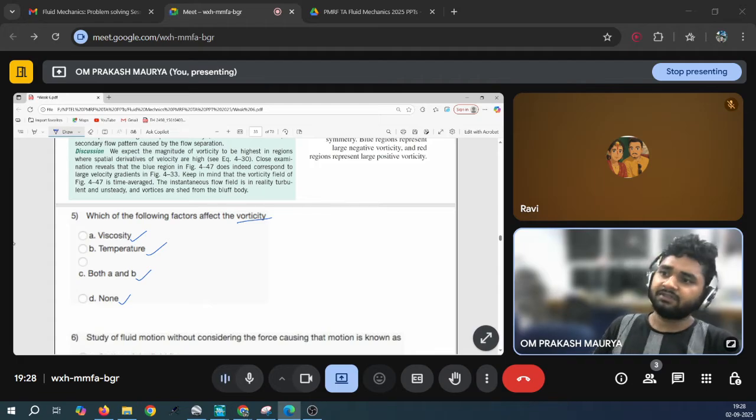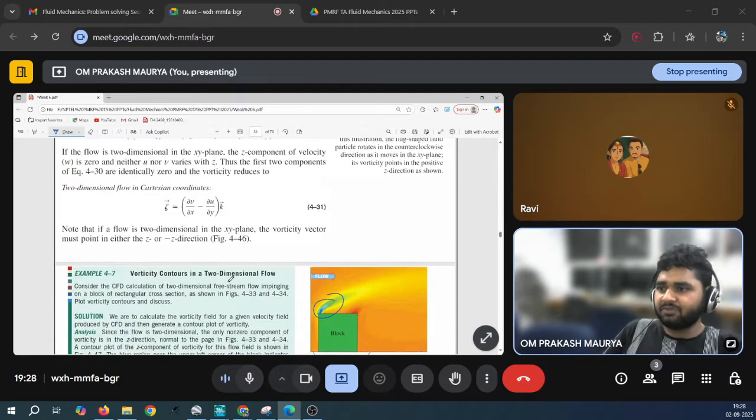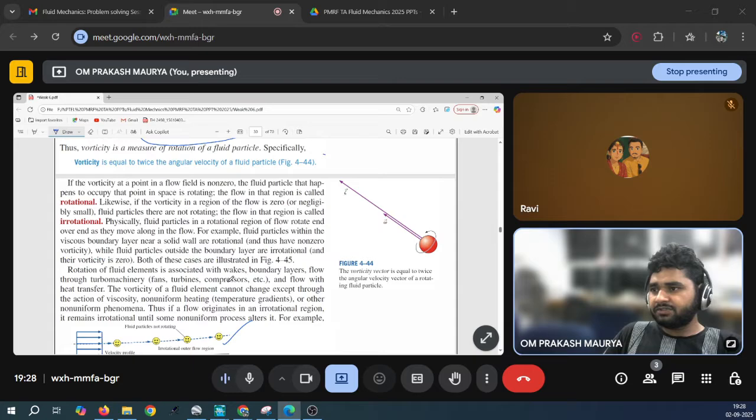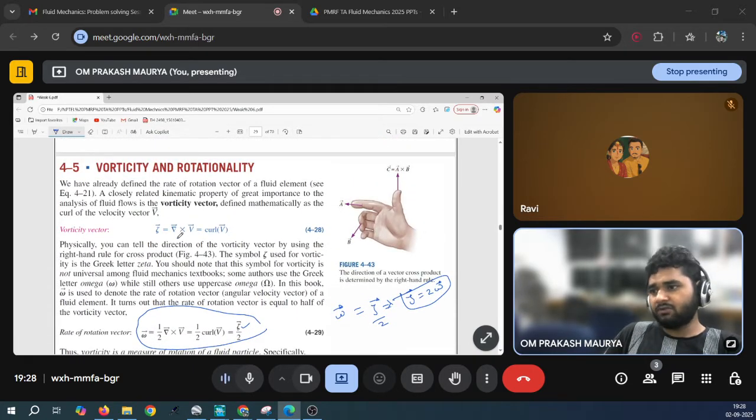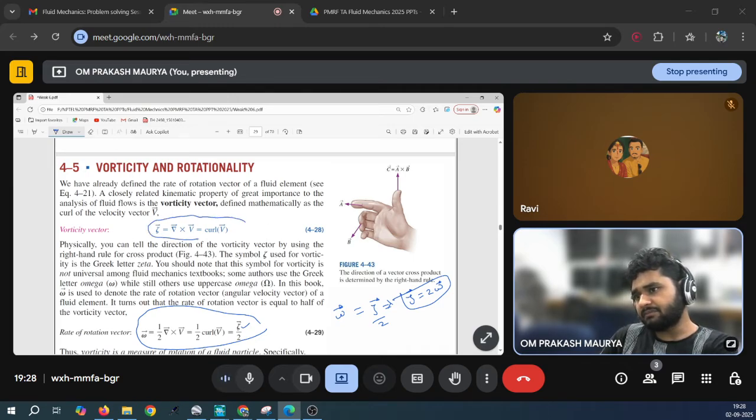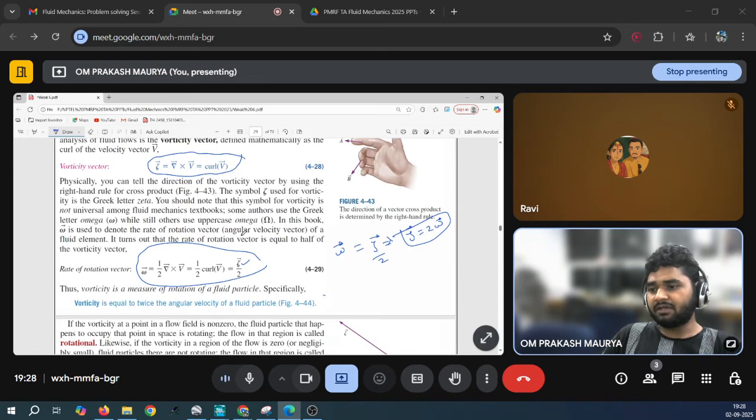Before discussing this question, let me show you the vorticity explanation. Yes, here you can see the vorticity expression. The vorticity depends on the velocity, it is the curl of velocity, you can say directly. So from here you can think about whether it is related to temperature, viscosity and so on.